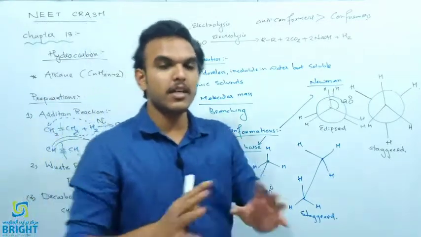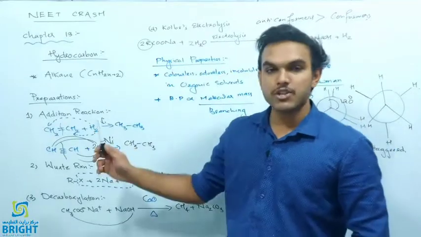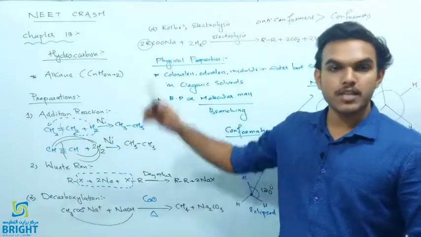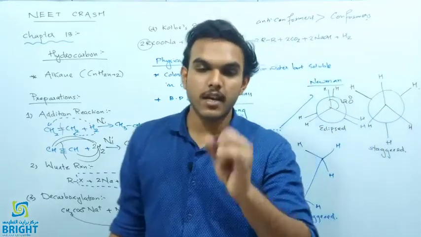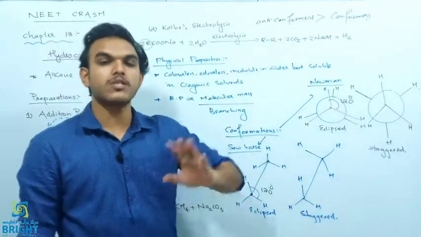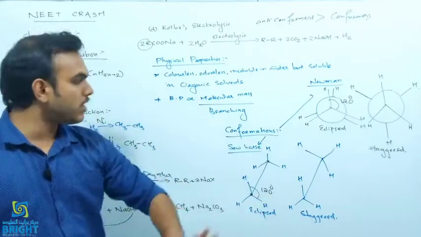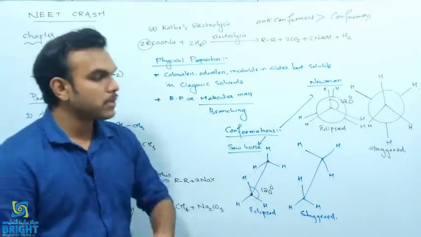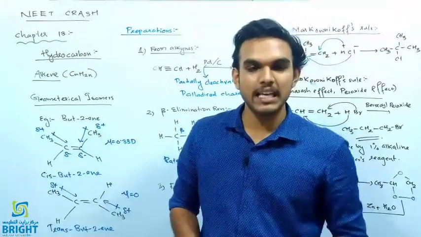Now we deal with the alkane preparations. The preparation is from addition reaction, Wurtz reaction, decarboxylation and Kolbe's electrolytic method, and we studied the physical properties, that is colorless, odorless, insoluble in water and soluble in organic solvents. Boiling point is directly proportional to molecular weight and inversely proportional to branching. Then we studied the conformations. Is that clear? So now we are dealing with the alkenes.